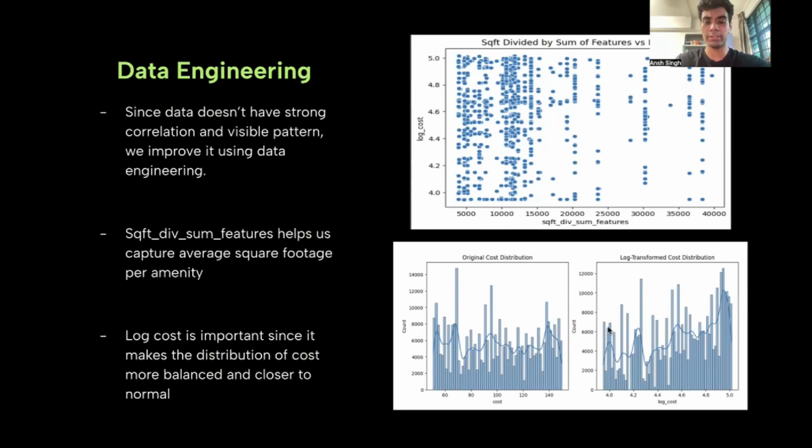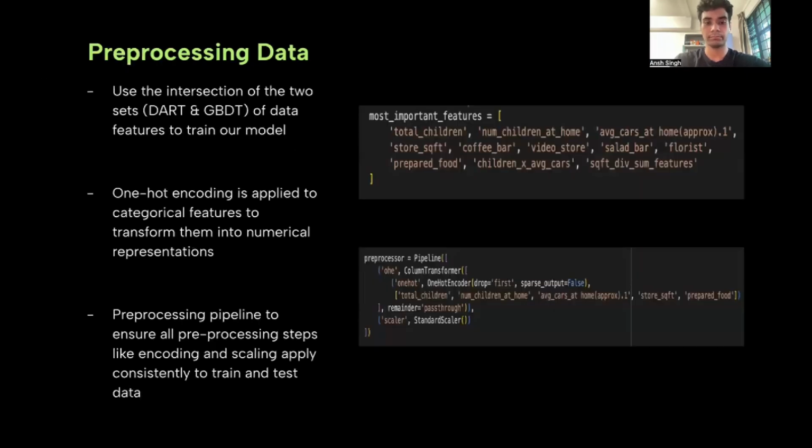We've also performed a log transformation on the target variable cost, which is shown here in the bottom right graph. The original distribution was skewed, with most values clustered at lower cost. After applying the transformation, the distribution became more balanced and closer to normal, which stabilized variance and improved the model's ability to learn effectively from the data.